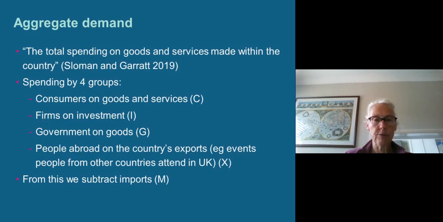So what we're going to look at now is aggregate demand. This is the total spending on goods and services made within the country. Okay, and that's that definition there. And you can see the spending by four groups. So there's the consumers on goods and services, and the letters refer to the previous diagram. I'll take you back to it in a moment. Firms on investment, government on goods, and people abroad on the country's exports. So, as I say, this is people attending events from other countries in the UK.